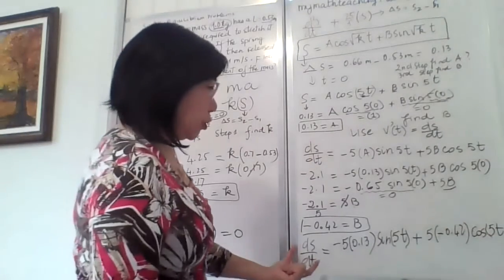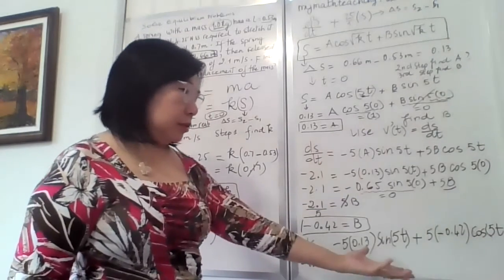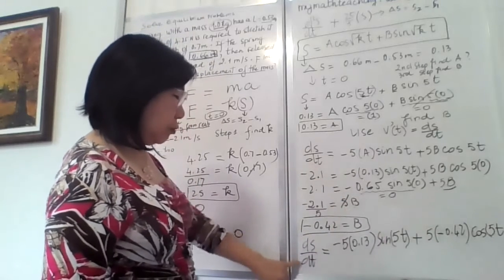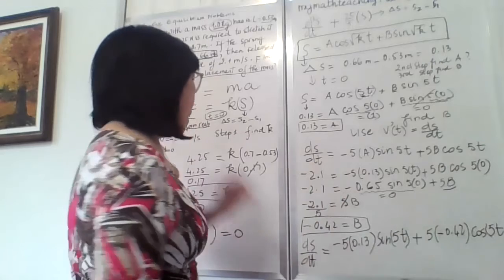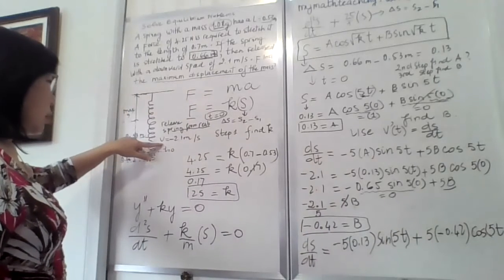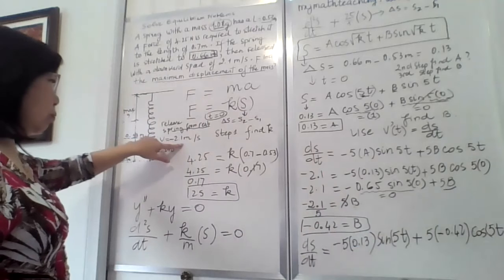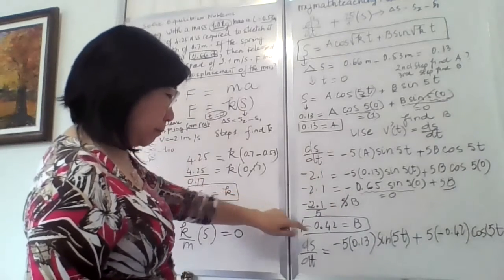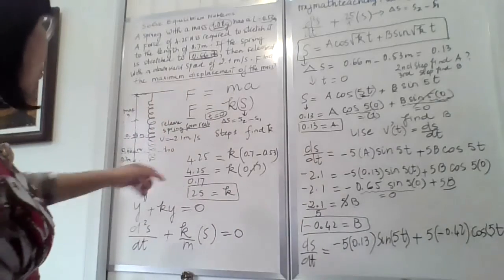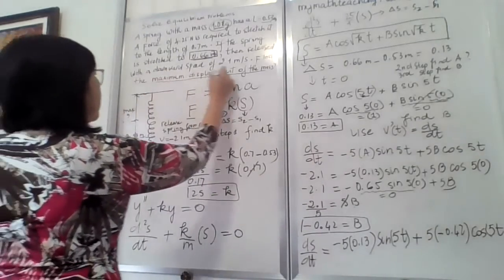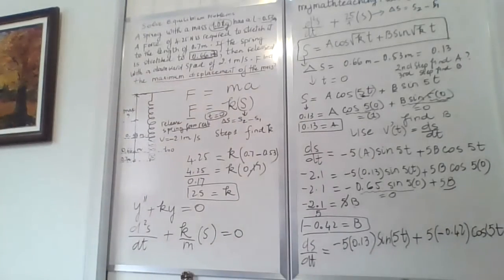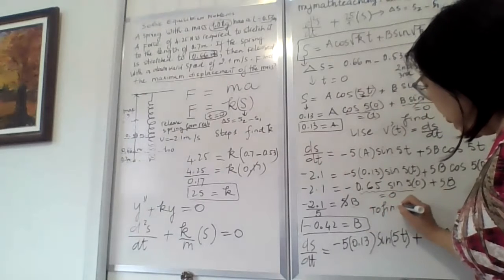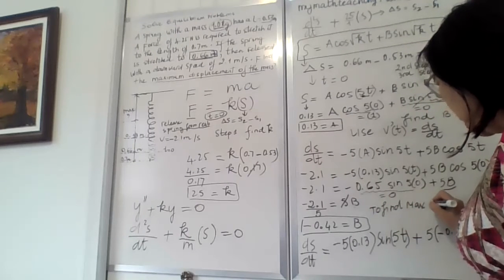Now, to solve this equation, we need to have a left side and a right side. So what is our left side? We supposed to put in here. Now, the velocity of minus 2.1 meter per second will allow us to solve for B. But the question now asks for the maximum displacement of the mass. So to find the maximum displacement, right?